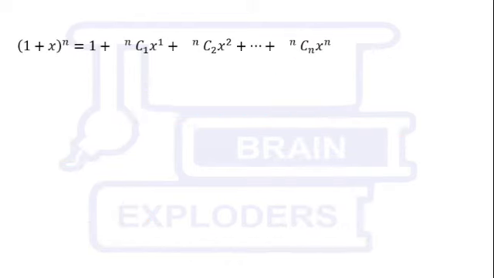Now one more thing which we are going to use in the solution is that the expansion of (1 plus x) raised to the power n is equal to 1 plus nC1 times x raised to the power 1 plus nC2 times x squared, and so on, which can be written as summation k is equal to 0 to n nCk times x raised to the power k.